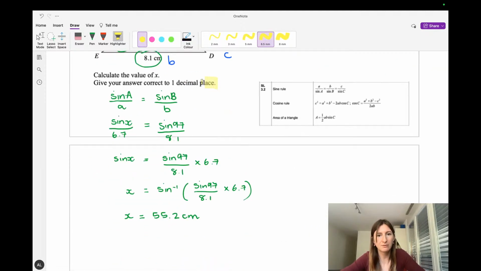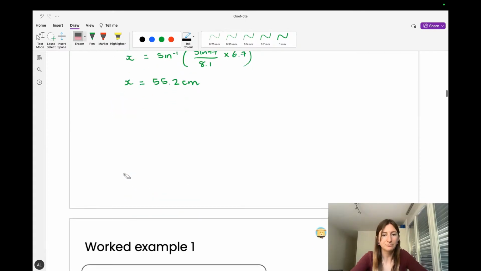In your exam, it will be 3 significant figures, but sometimes they do actually give you a different direction. So they say give your answers exact or to 3 significant figures unless stated otherwise. So maybe the question will state otherwise, so 1 decimal place. So important to read that, and when you're reading a question, highlight that because it's so easy to forget. So that is 1 decimal place, so we're all good. But make sure that you check that out.